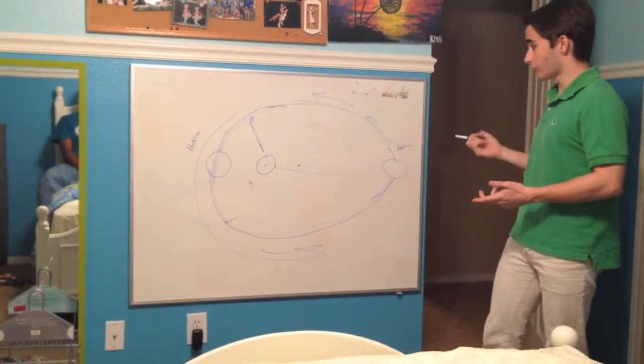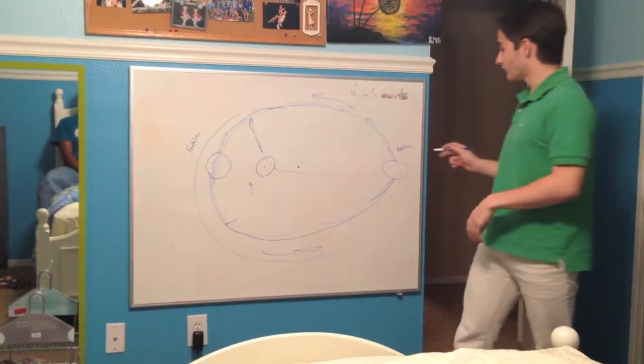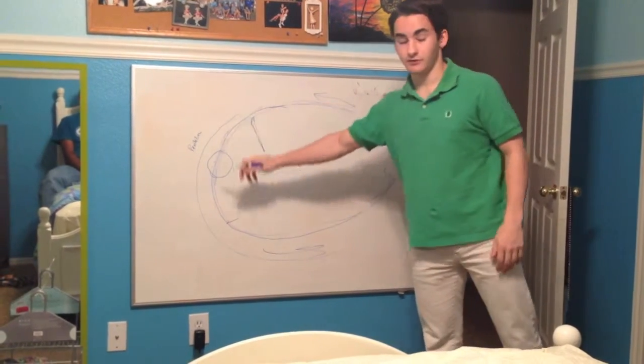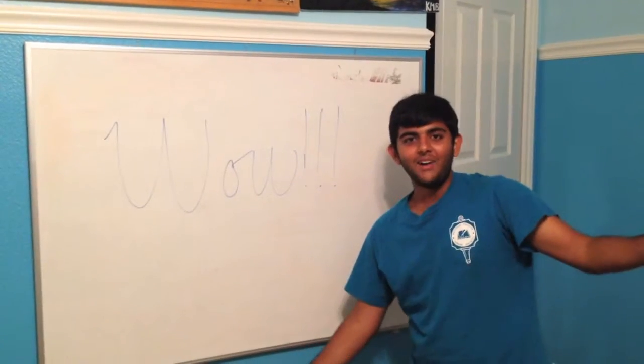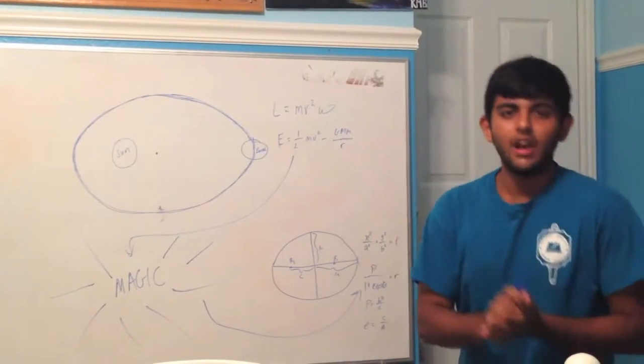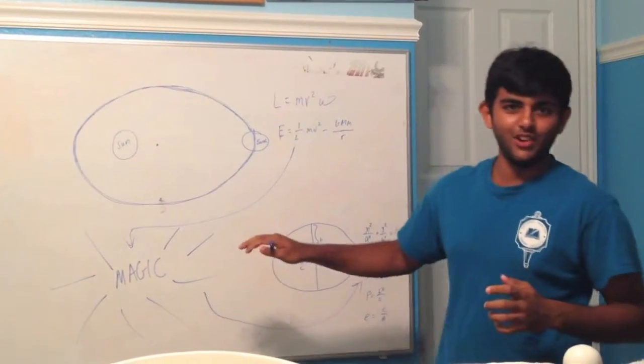But it does occur, and Kepler was able to discover that, which is why he was able to figure out that the Earth travels in an elliptical orbit. Wow! Alright, now for the fun stuff, the physics behind it all.